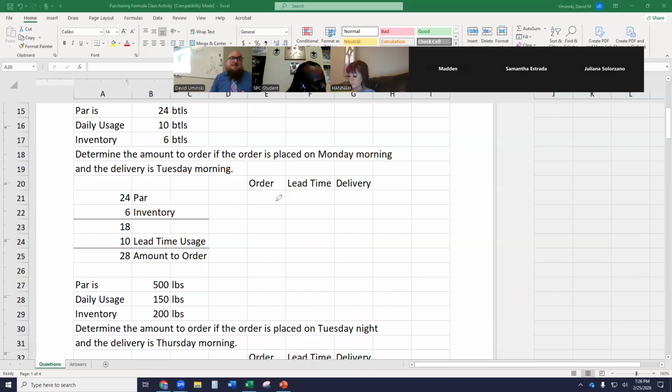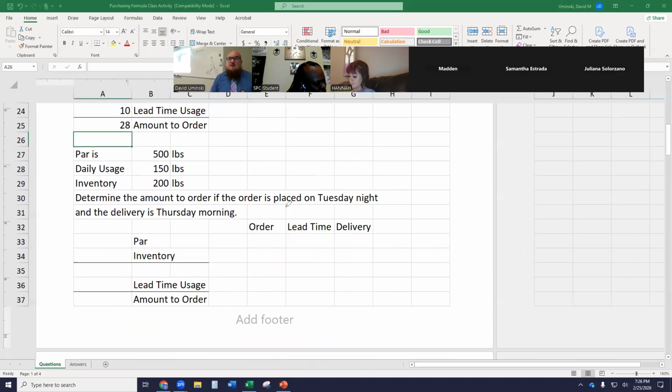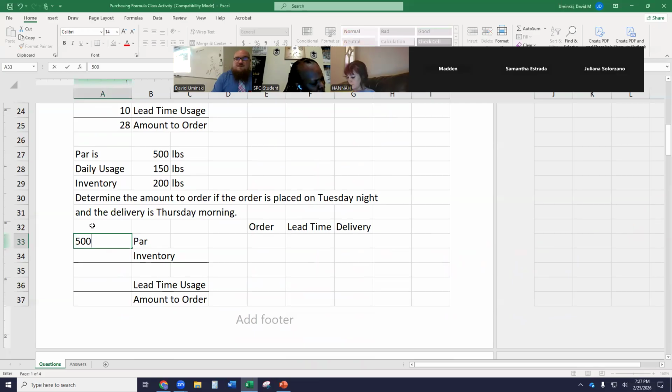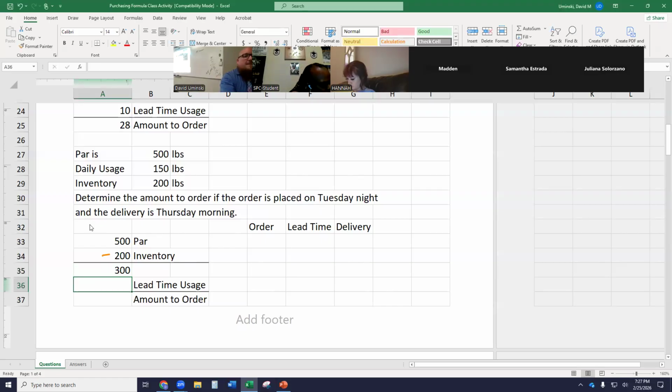Let's do one more example. Our par is 500 pounds. Our daily usage is 150, and in inventory we have 200 pounds. So 500 pounds is my par. In inventory, I have 200. So I'm going to subtract those two numbers and get what? 300 pounds. Now let's look at my lead time.